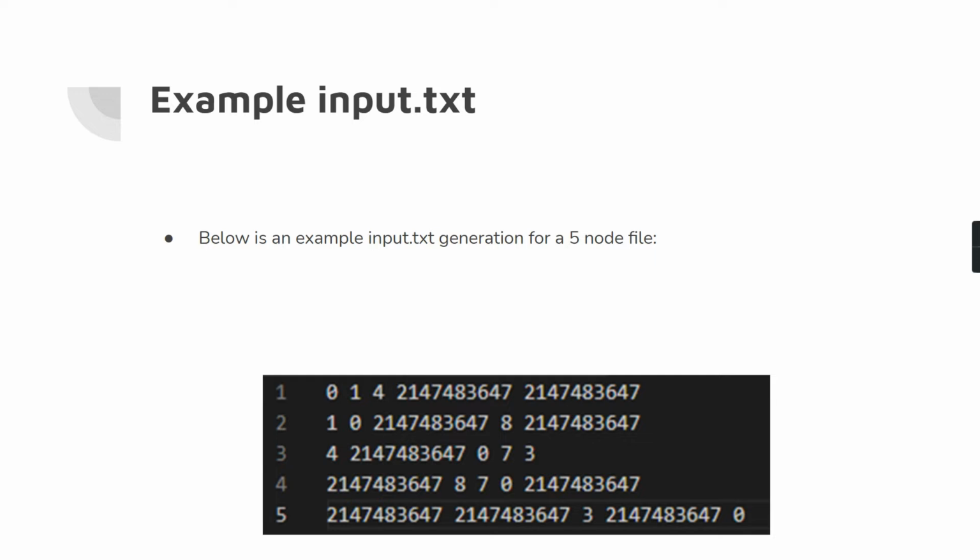This is an example of what that Python program might make. This is an example for 5 nodes. You can see that the diagonal is all zeros. We have some numbers between 1 and 10 that represent the distances between the nodes. And we also have the maximum value of an integer in C, and these are nodes that are not connected to each other.